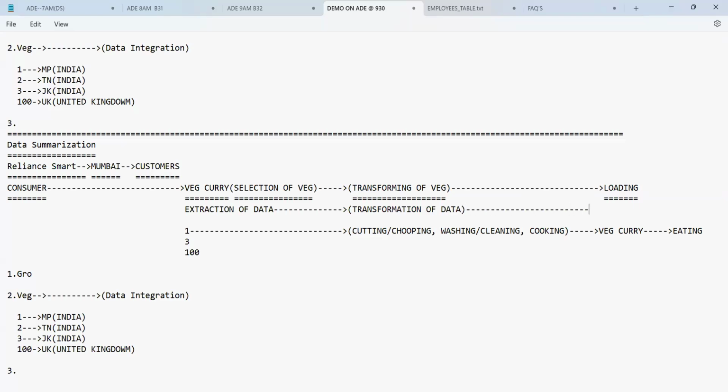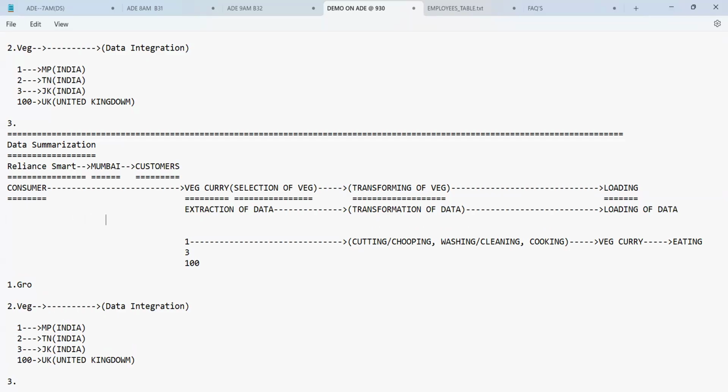Then transformation of data, and then we have loading of data. So these are all the processes you have written: extraction of data, transformation of data, and the loading of the data. This process of extraction, transformation, and loading is called ETL.